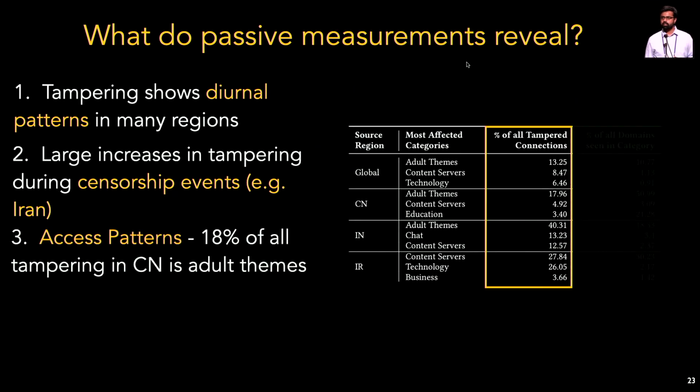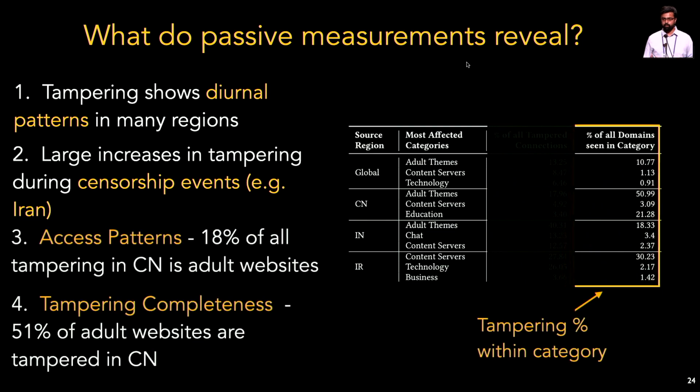Since we were able to see the user request, we categorized the domains in these requests to understand user access patterns, that is, what categories of domains were largely blocked. For instance, we saw that around 13% of global tampering was for adult-themed domains, and 18% of all the traffic from China. But we are, in fact, able to learn even more. Even though adult-themed websites only account for 18% of China's tampering, more than 50% of websites within the adult category itself were blocked at least once. And this shows the completeness of the tampering system.